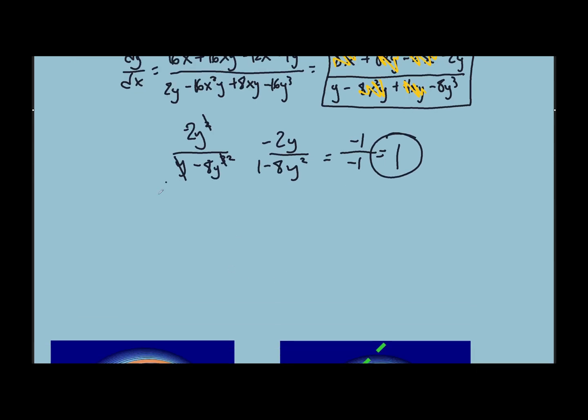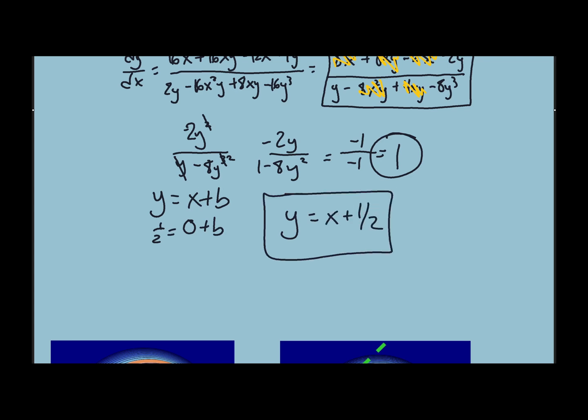So we get, for our tangent line, y equals x plus b. And we know that x is 0 and y is 1/2. So b should be 1/2. So I think our tangent line is y equals x plus 1/2. This should be the answer to the question.